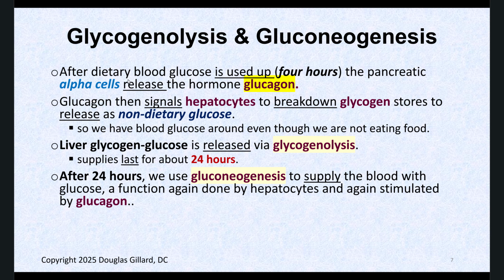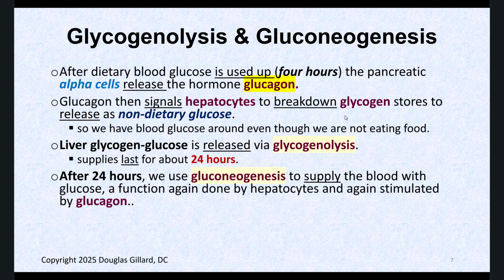So some fun facts. After dietary glucose, we said this is used up after about 4 hours. What happens in the pancreas? The pancreas releases a hormone called glucagon. Remember, when blood glucose is low, glucagon is high. When blood glucose is high, what's high? Glucagon is low, insulin is high. So glucagon will then signal the cells of the liver, which are called hepatocytes, to break down some of the stored glycogen. Glycogen is nothing more than a bunch of glucose monomers on these little branches, so we can rob the glycogen tree and steal the glucose off it and release it into the blood.